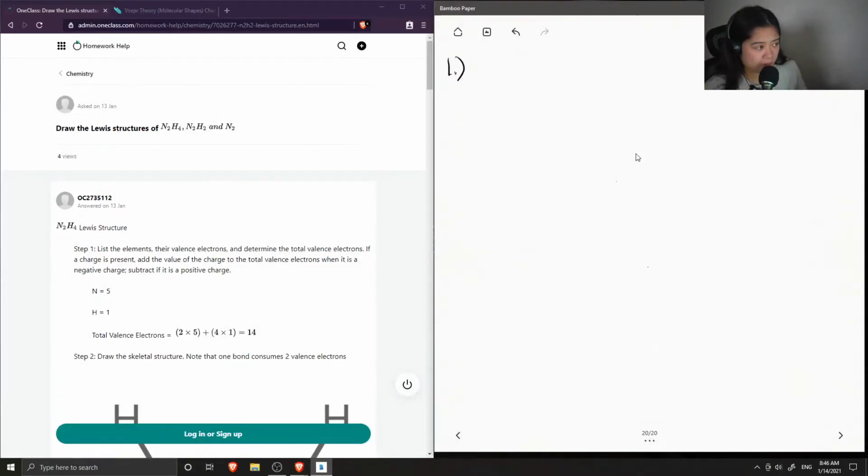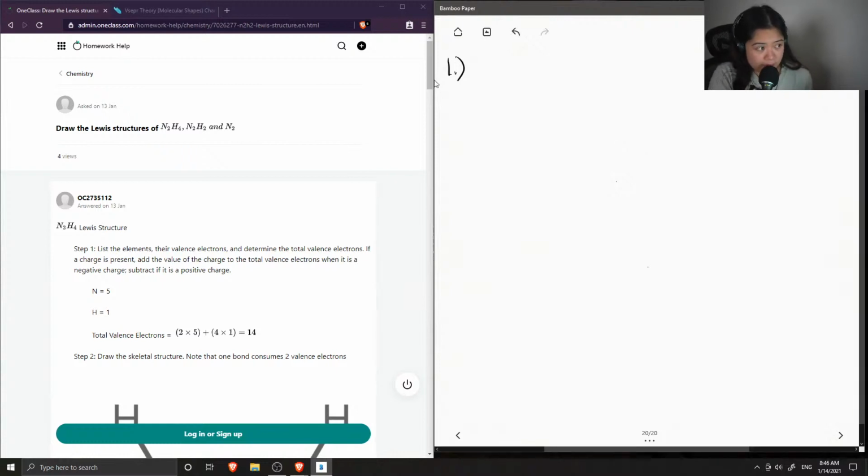Okay, so question 1 says to draw the Lewis structures of N2H4, N2H2, and just regular diatomic nitrogen. So let's start off writing the first Lewis structure that contains 2 nitrogens and 4 hydrogens.